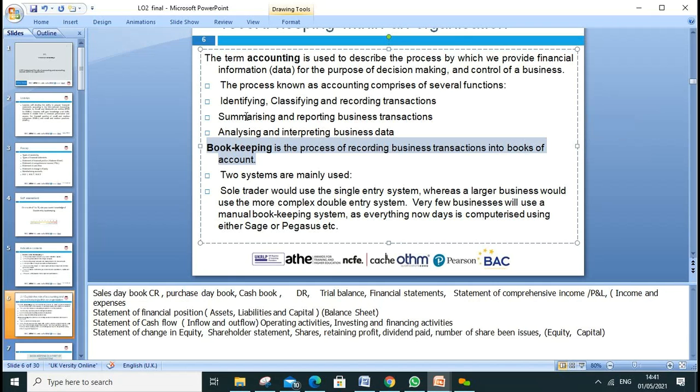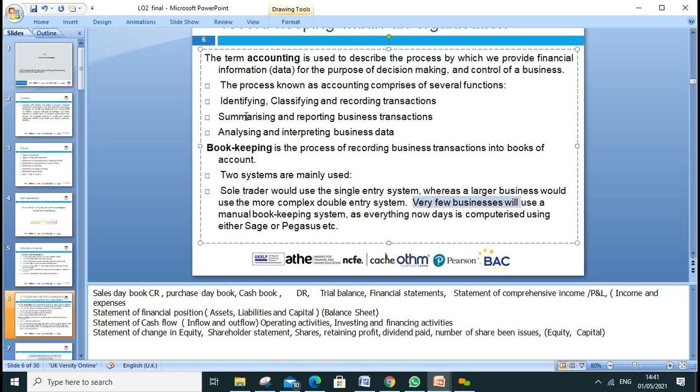Two systems are mainly used: a sole trader can use a single entry system, whereas larger firms use the more complex double entry. Especially in the military, in the army, they use single entry. They don't reveal where the source of supply is or where the actual transaction happened, for a number of reasons.